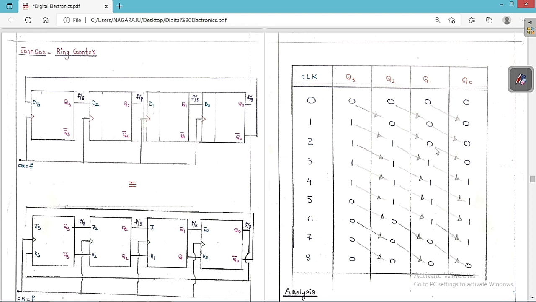So this is the loop. If you count the number of states used, they are 1, 2, 3, 4, 5, 6, 7, 8. Only 8 states are used. You can see clearly only 8 states are used. For this 4-bit flip-flop arrangement, we are going to use 8 states. So this is the point that you always have to keep in your mind.